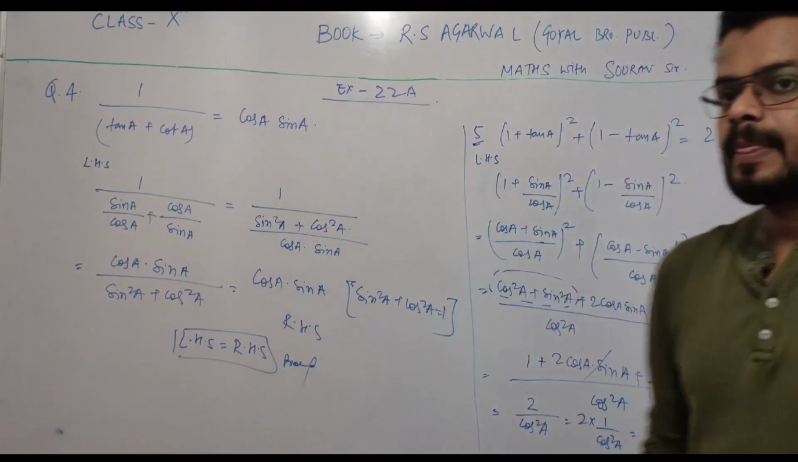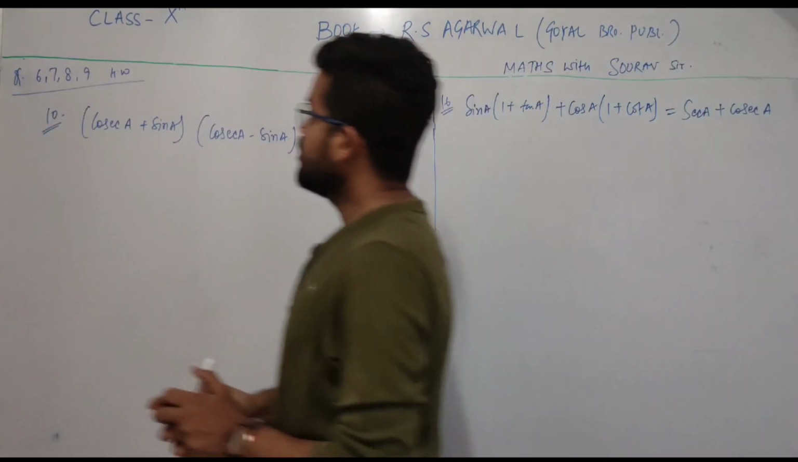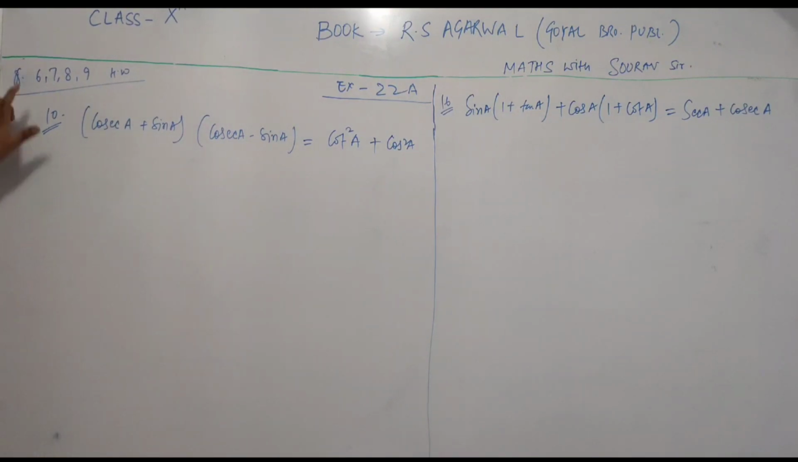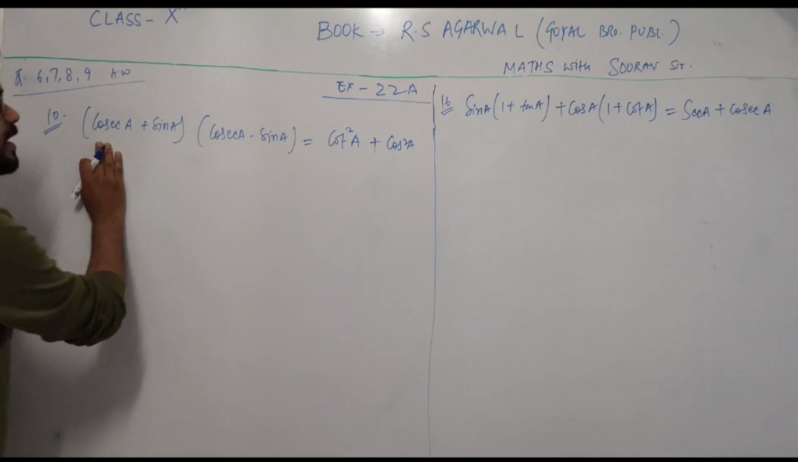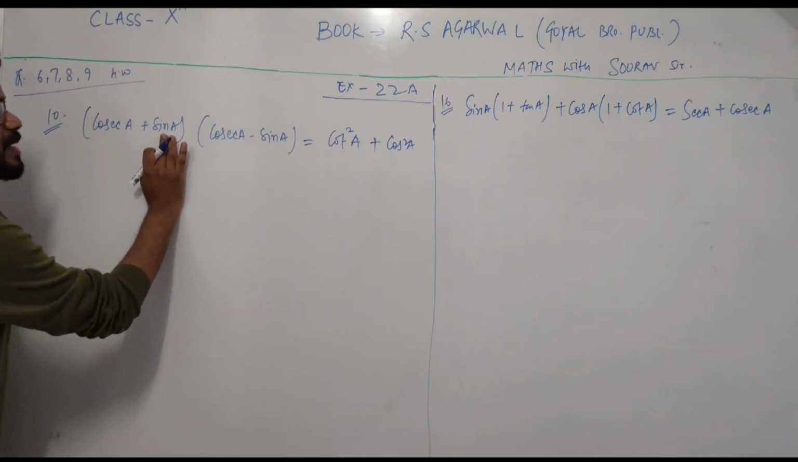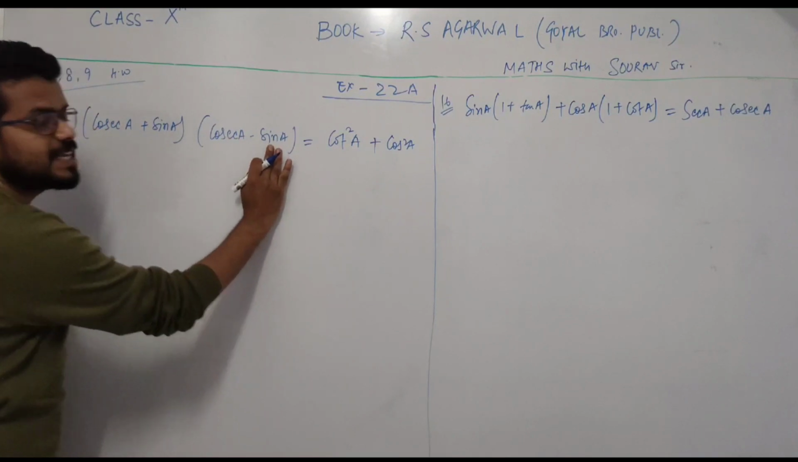Okay. Now let's continue with question number 10. Question number 6, 7, 8, 9 are your homework. Do them at your home. Now here this is cosec A plus sin A. This is cosec A minus sin A.